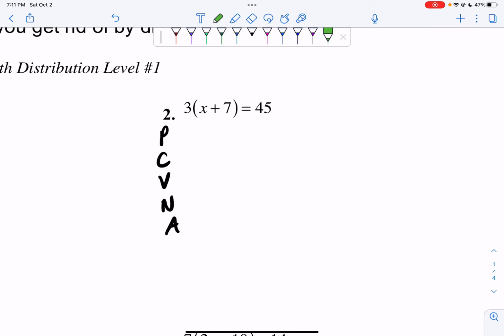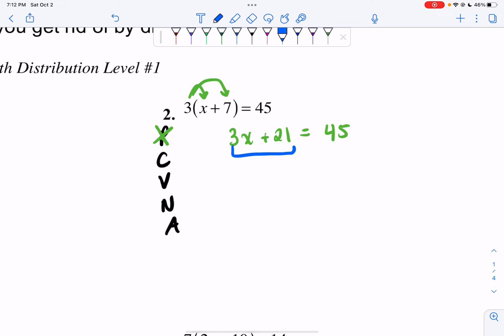I have 3 times x plus 7 equals 45. I do have parentheses. So I'm going to distribute that 3. So I get 3x plus 21 because 3 times 7 is 21. 3 times x is 3x. And that's equal to 45. There's nothing to combine.